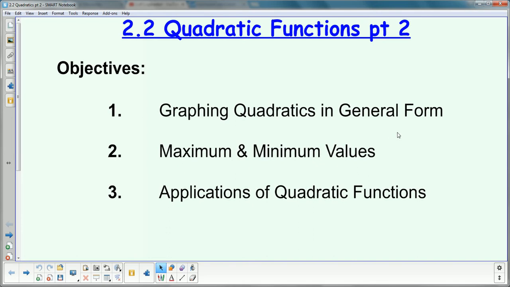Alright, pre-calc, so 2.2 part 2 now. We're going to continue graphing quadratics. We're just going to do it in general form. And then we've actually already talked about max and min. This is when a is less than 0, and a minimum when a is greater than 0. But we're really going to need those again when we start talking about the applications of quadratic functions, which is what we will end today's lesson with.